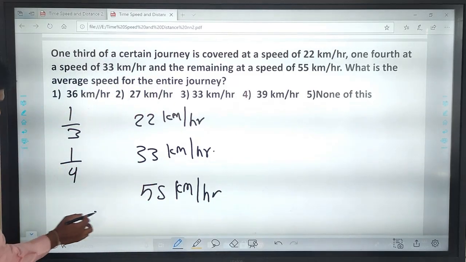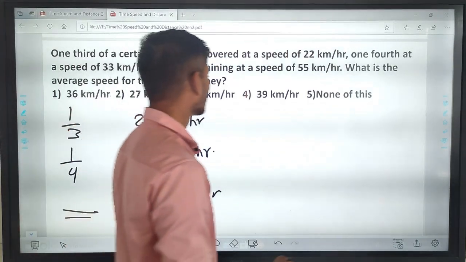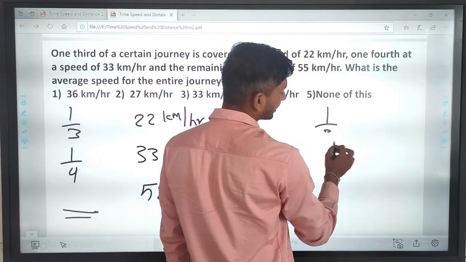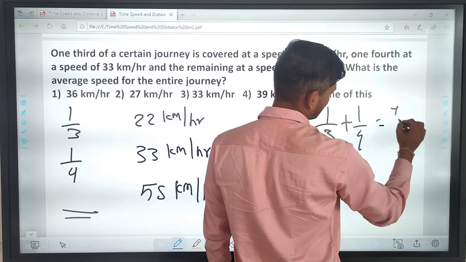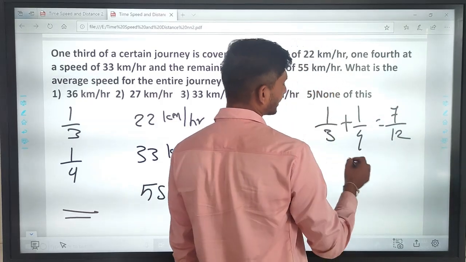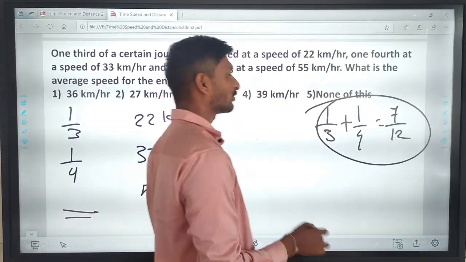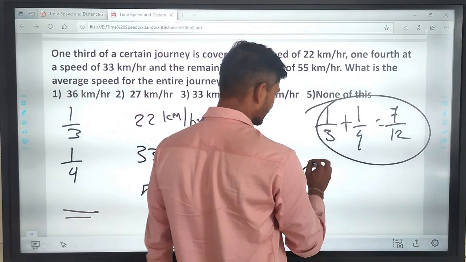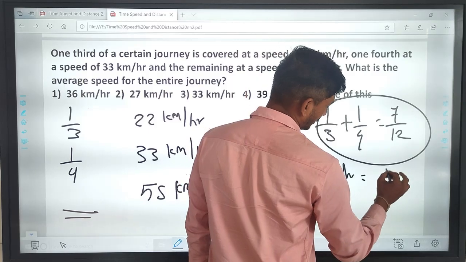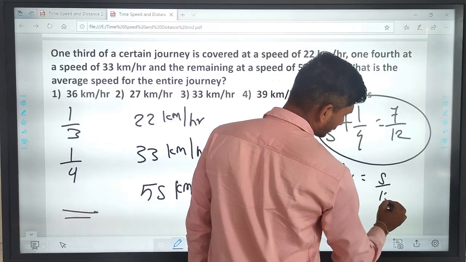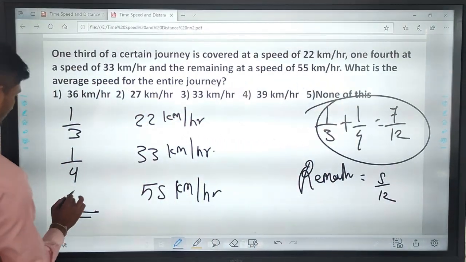Now we find the remaining portion. First is one third, next is one fourth, and the total is 7 by 12. Here the total distance covered is 7 by 12, so the remaining distance is 5 by 12.